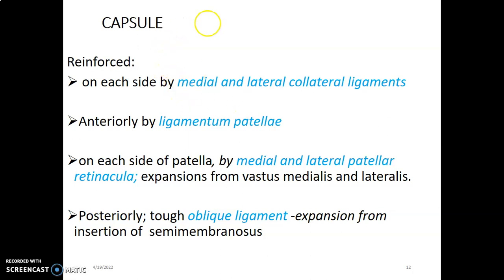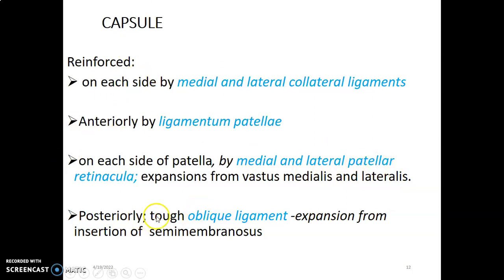So what reinforces this capsule of the knee? On each side you have medial and lateral collateral ligaments, which, as we have seen, are extracapsular. Then anteriorly we have the patellar ligament. Then on each side of the patella we have what we call patella retinacula. On the medial aspect we have the fibers of vastus medialis. They curve to pull the patella medially. That forms the medial retinacula. And on the lateral aspect we have fibers of vastus lateralis that form the lateral patella retinacula.